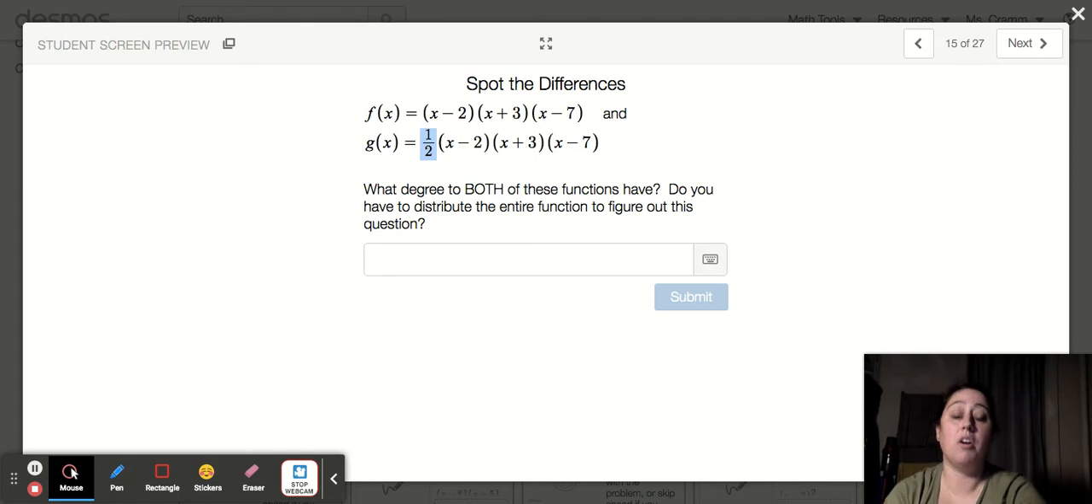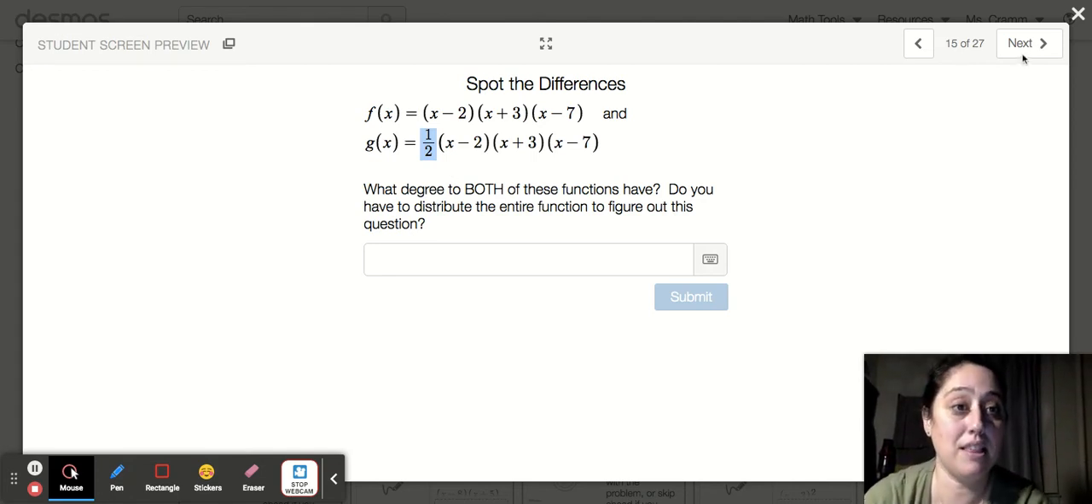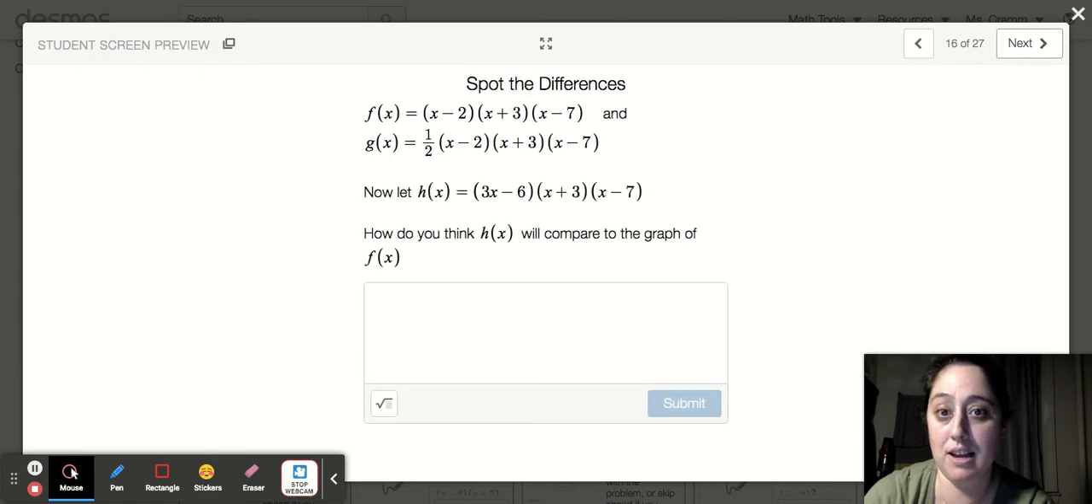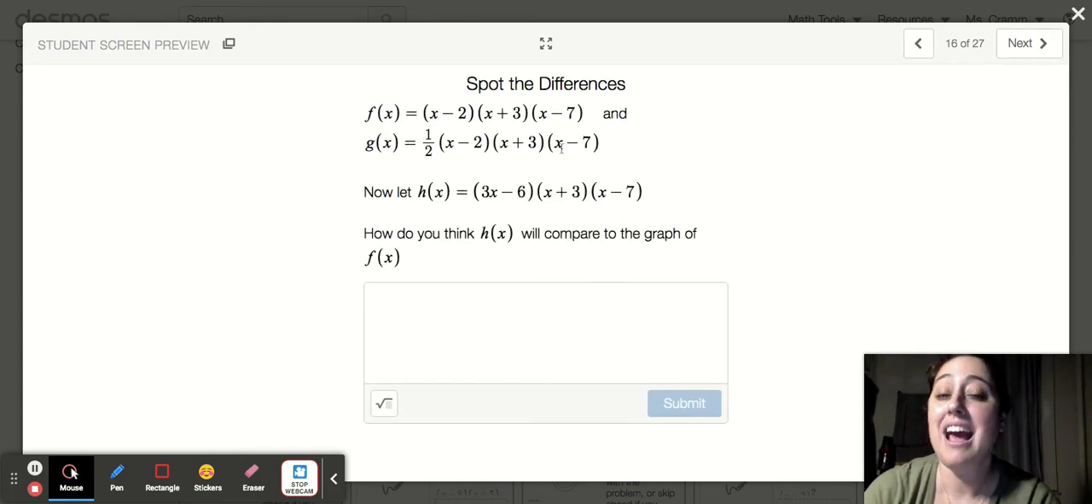Okay, so that doesn't affect that. So how does it affect the graph? I think maybe the next slide, oh, the next slide doesn't have, okay. Oh yeah, it does. All right, so we have f of x and g of x. Those are repeated in the next slide. And then they also ask you, hey, how is this h of x different, right?